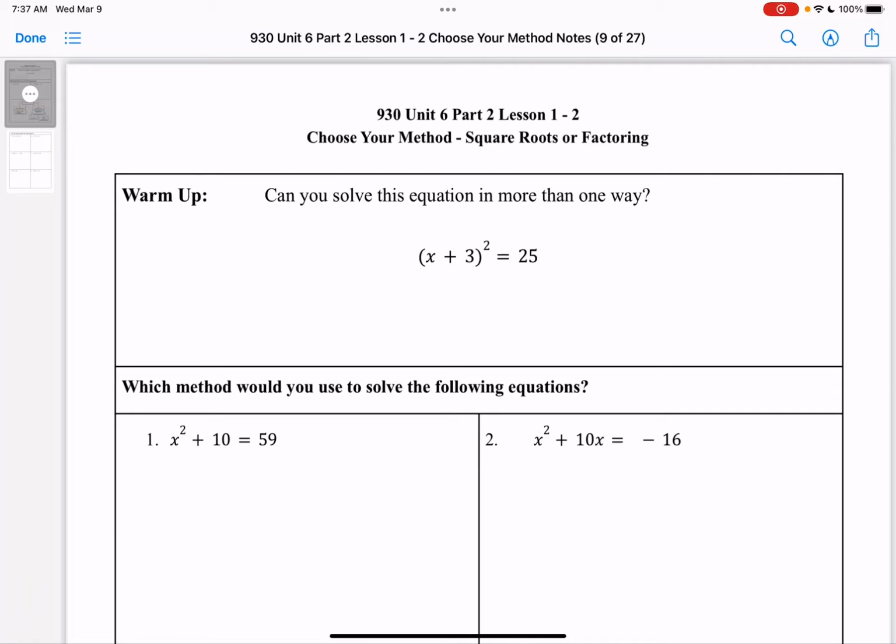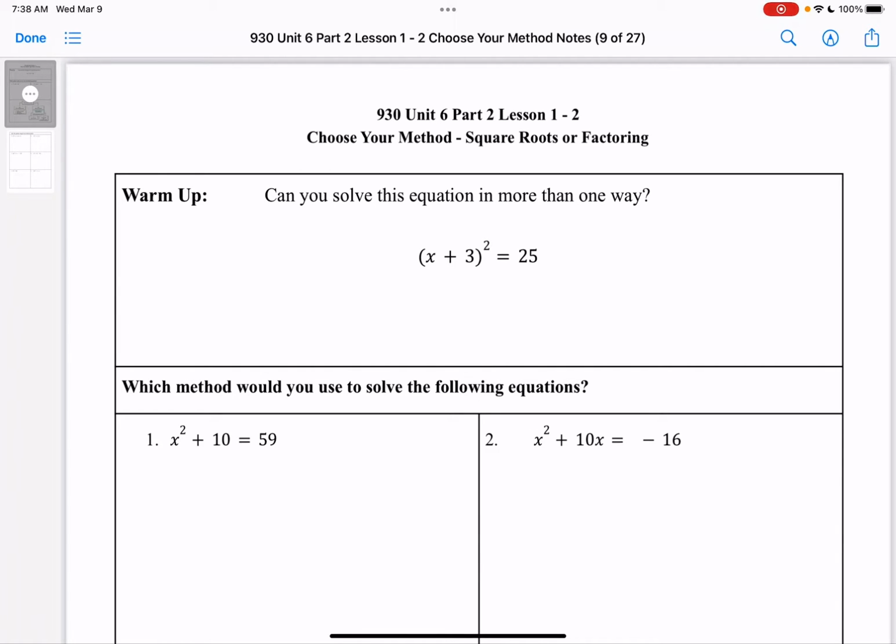All right, so we've done 2 lessons on methods to solve quadratic equations. We've learned about square roots and we've learned about factoring. So today we're going to talk about how you choose which method to use. Which one of those is the best method for each given problem?